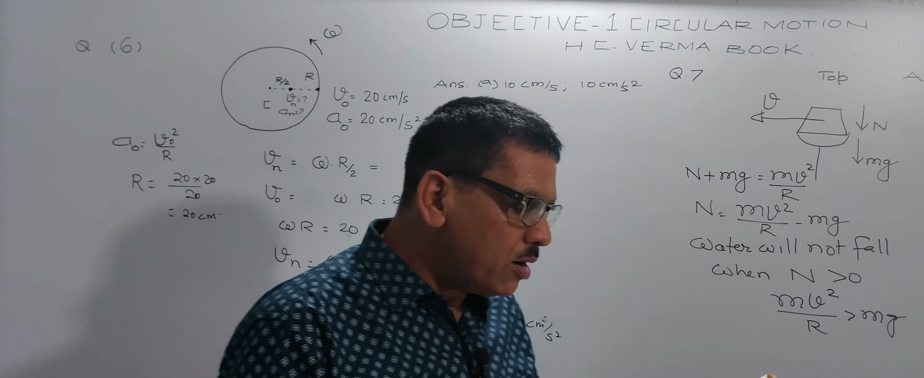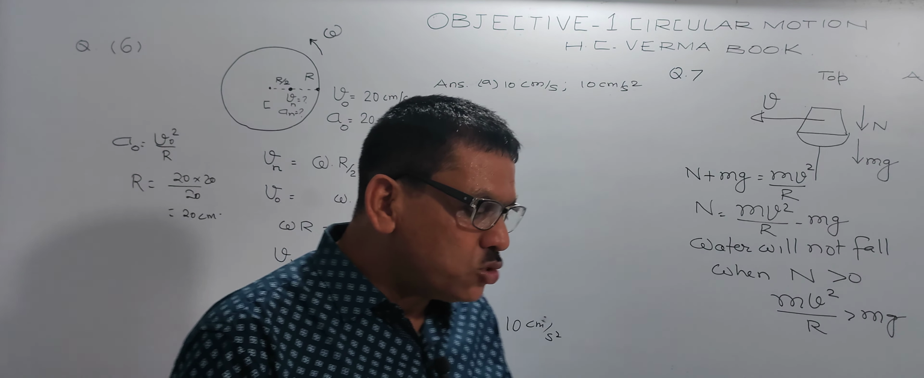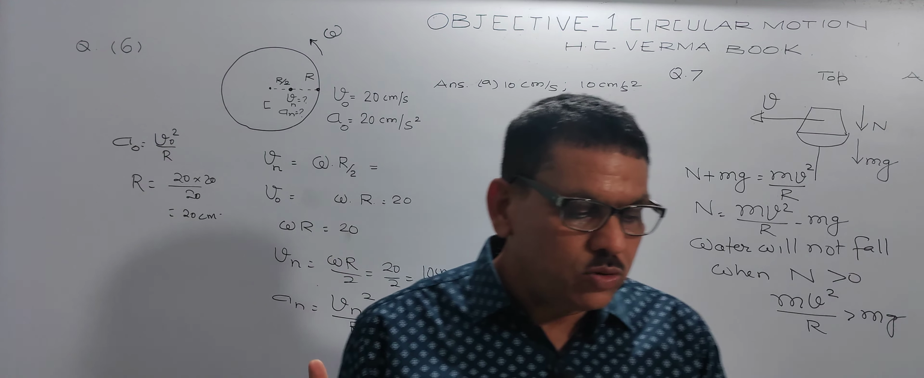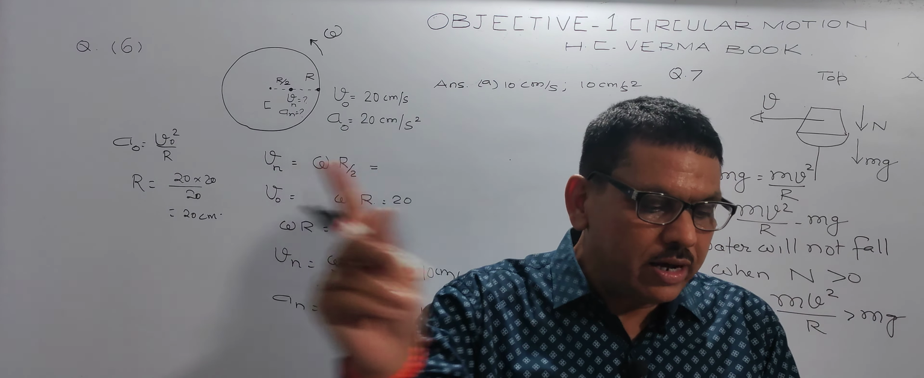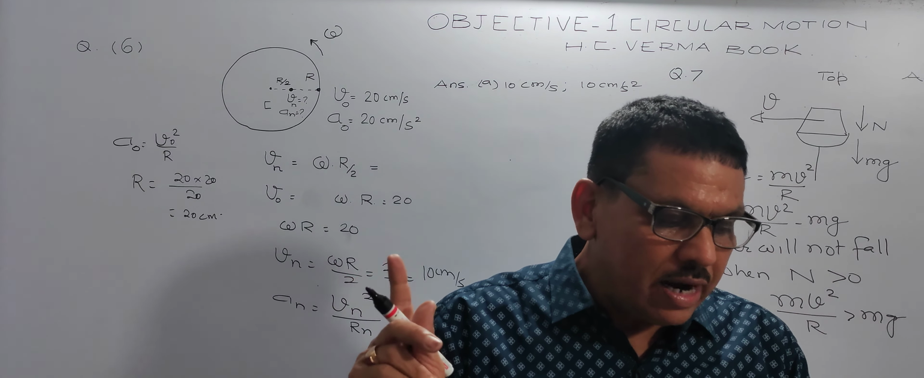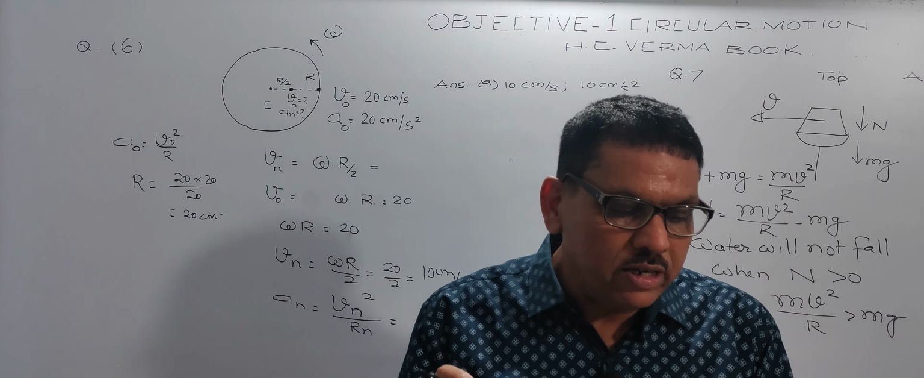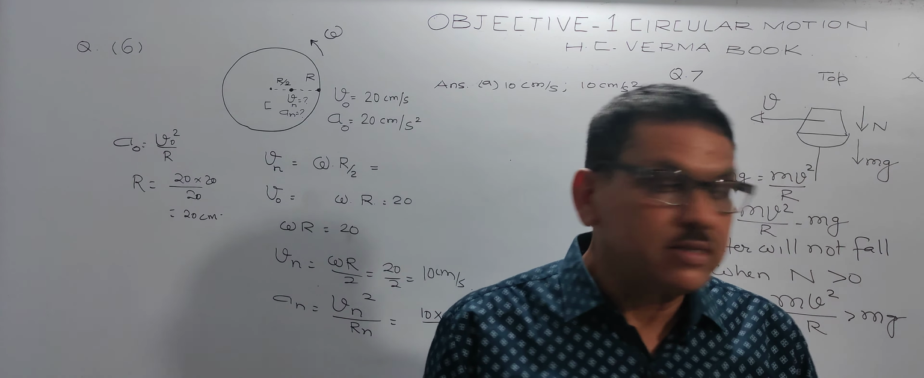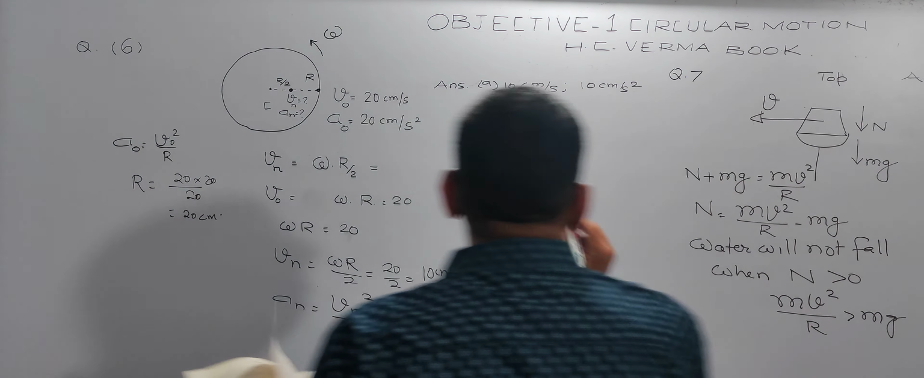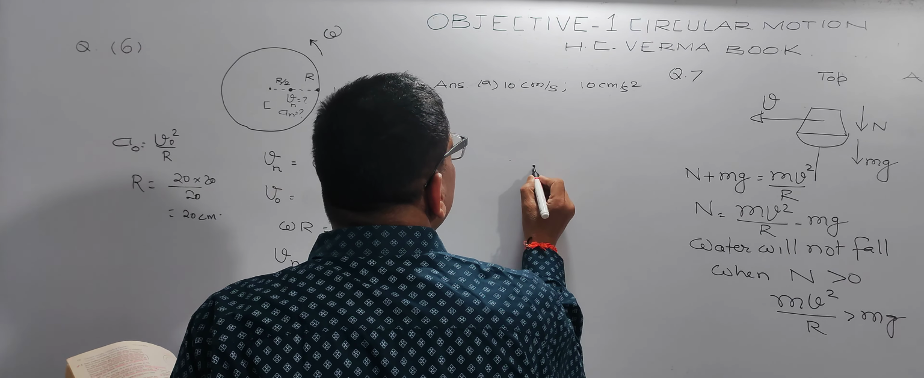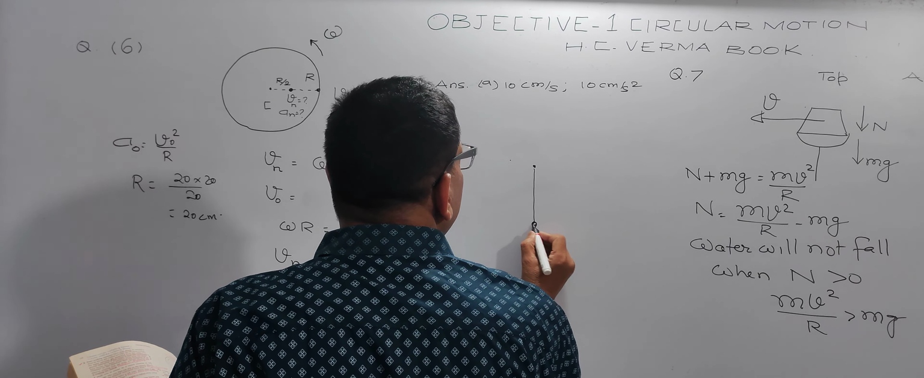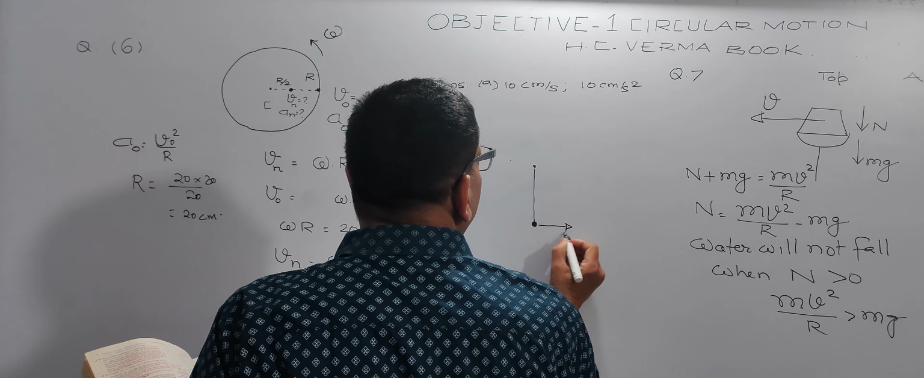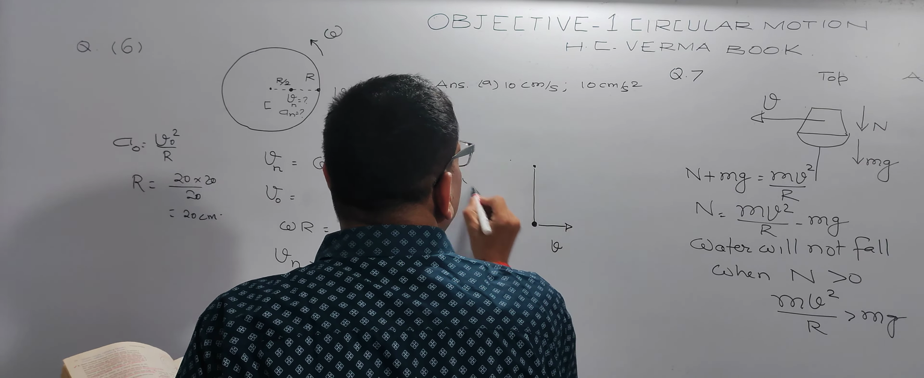Now let us see question number 8. Question 8 says, a stone of mass M tied to a string of length L is rotated in a circle with the other end of the string at the center. The speed of the stone is v. If the string breaks, what happens? Suppose this particle is moving with speed v. Now it is rotating.